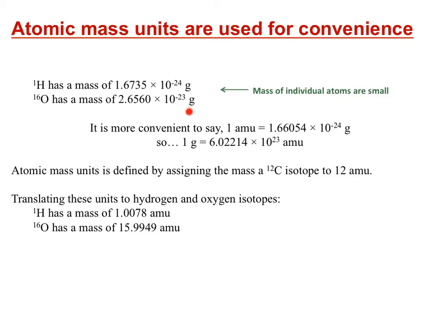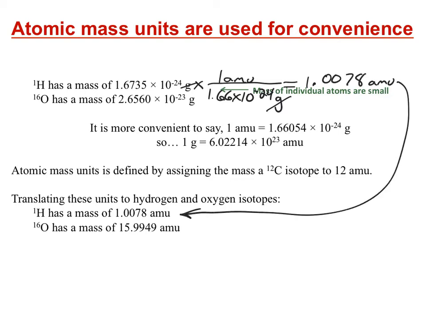One of the things that we said chemists do is we use this one atomic mass unit conversion factor to go from grams to atomic mass units. Essentially, we could take this 1.6735 times 10 to the minus 24th grams and convert it to atomic mass units, because what we know is in one atomic mass unit, there is 1.66 times 10 to the minus 24th grams. In this case, our grams cancel, and we're left with atomic mass units. For hydrogen, this would come out to 1.0078 atomic mass units.